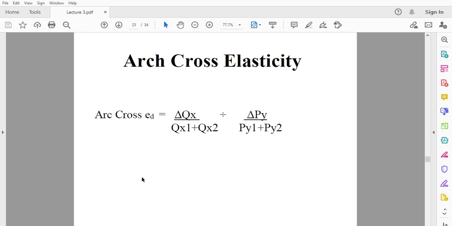Right, the last thing we want to talk about is arc cross elasticity. As we talked about arc elasticity of demand, this is also the same thing, only that because it's cross elasticity, it talks about the change in quantity demanded of the commodity in question as a result of change in price of a related commodity. So this is the formula: change in QX divided by QX1 plus QX2, all divided by change in PY divided by PY1 plus PY2.